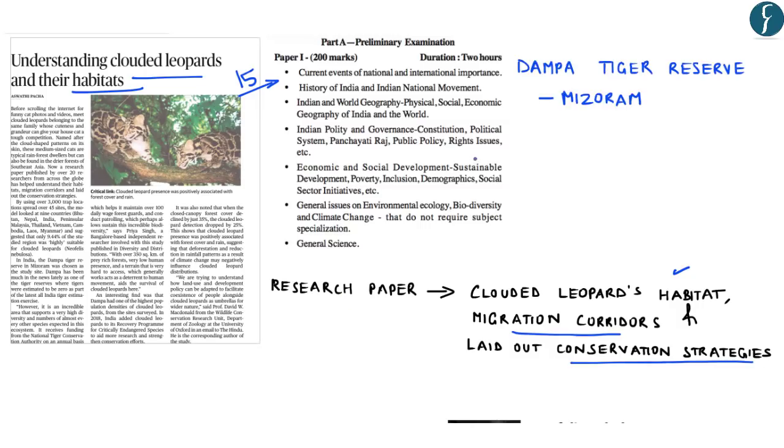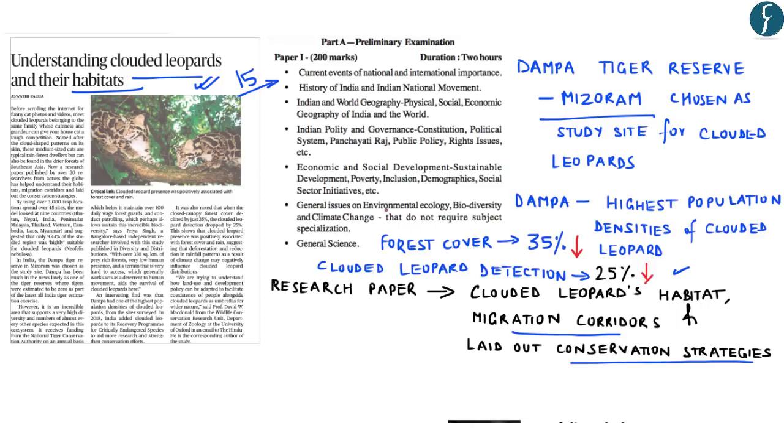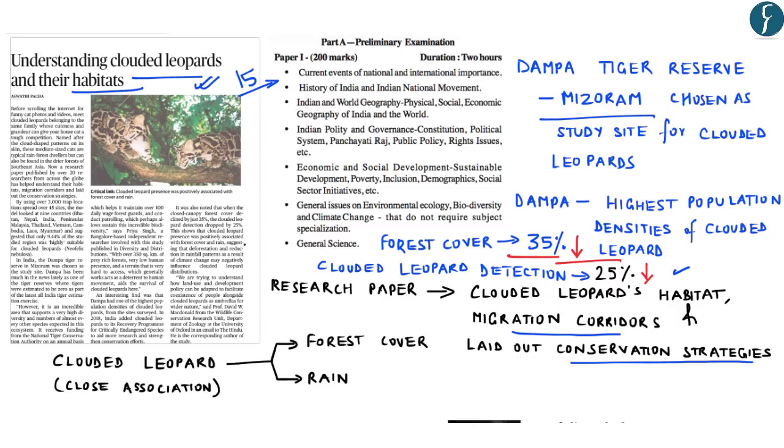In India, Dampa Tiger Reserve in Mizoram was chosen as the study site for these clouded leopards. And according to the research, Dampa had one of the highest population densities of clouded leopards from various sites surveyed. Now the study also noted when the closed canopy forest cover declined by 35%, then the clouded leopard detection dropped by 25%. So this shows that clouded leopard presence was positively associated with forest cover as well as rain. And this suggests that deforestation and reduction in rainfall patterns as a result of climate change may negatively influence clouded leopard distributions.